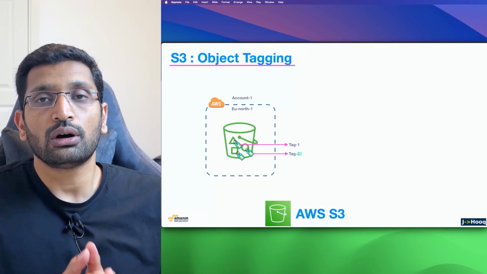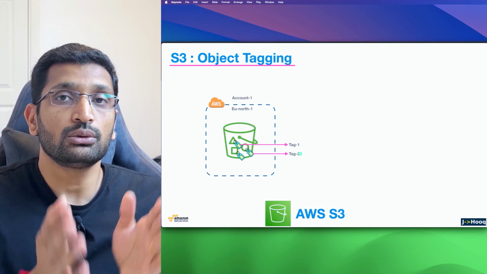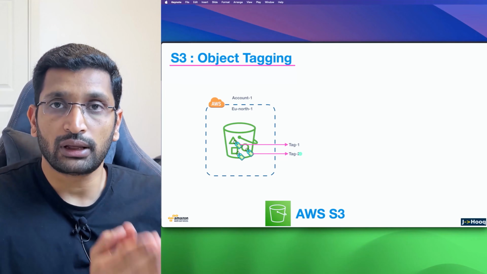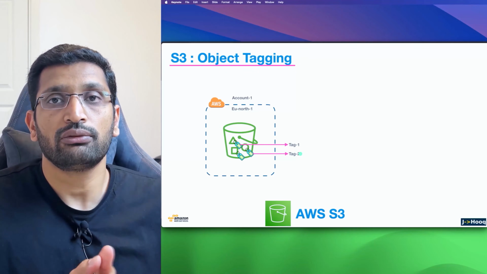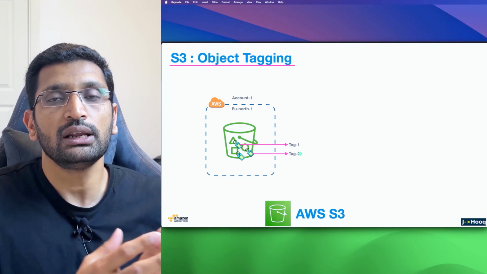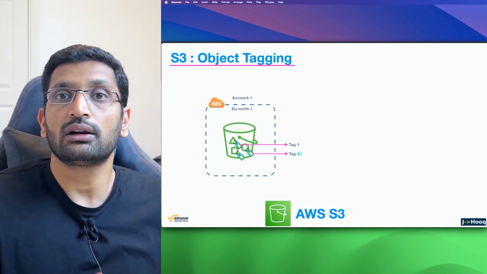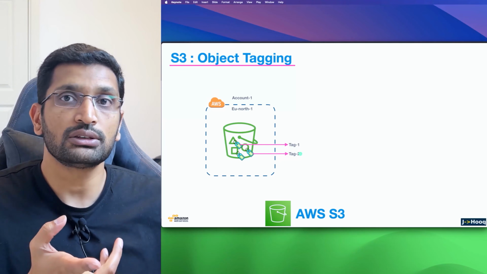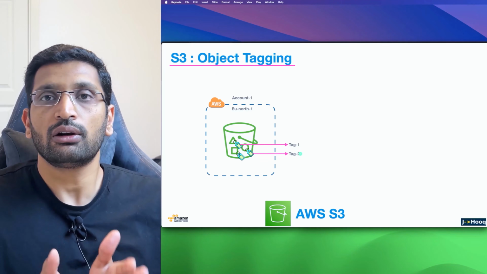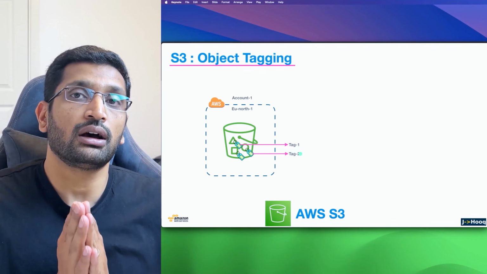If you want to move a group of objects from one bucket to another bucket, and those objects can be identified with the help of tags, you can just use the tag feature of your S3 bucket to tag those objects so that you can easily identify them. That's one example. Apart from that, lots of reporting and inventories can also be prepared with the help of tags. Tags can also be used for cost calculations and other purposes.